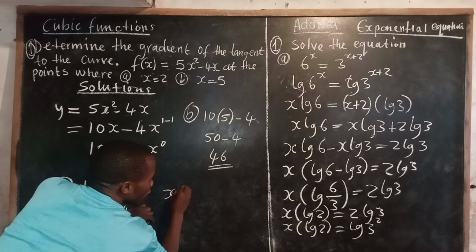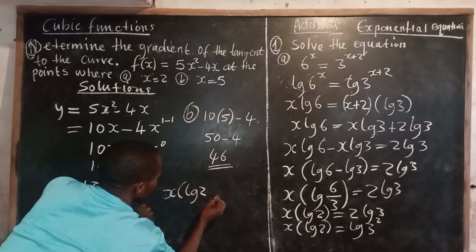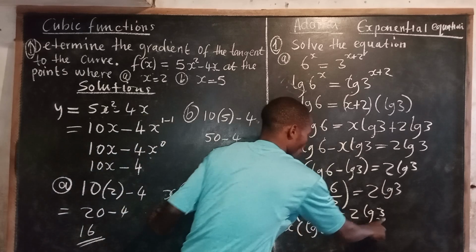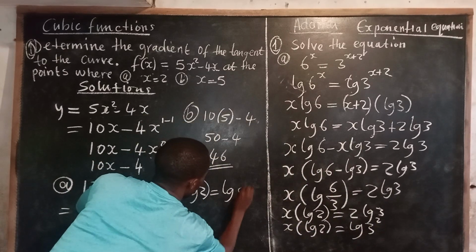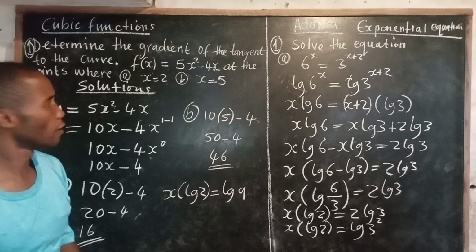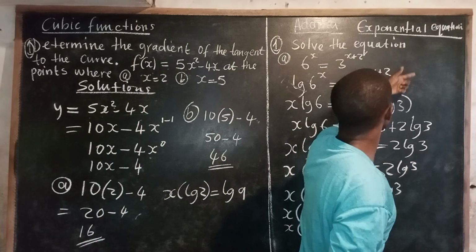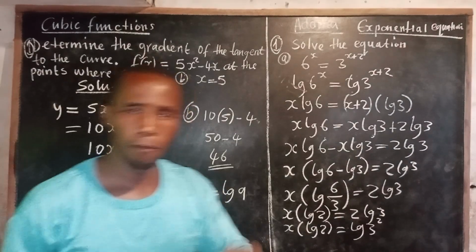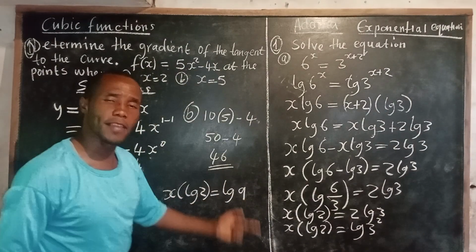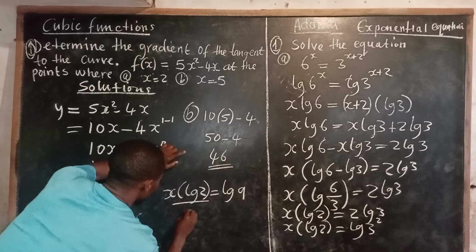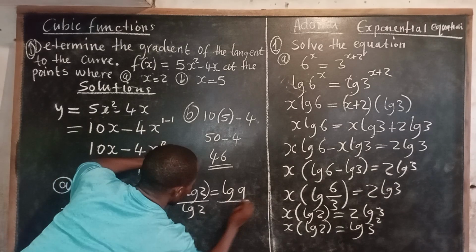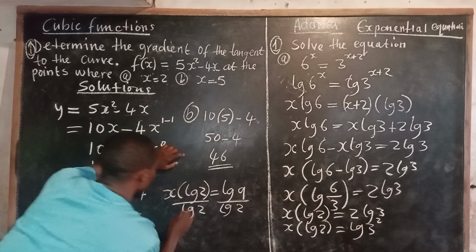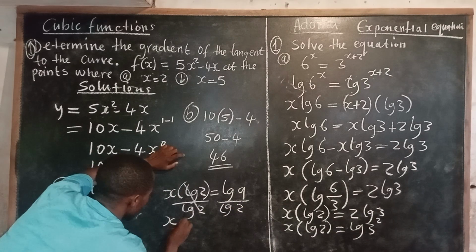So x, open bracket, log 2 base 10 equals 3 squared, which is 9. So this side we are going to have log 9. Since we are solving for x, for us to remain with x, we are going to divide both sides by log 2, even the other side, log 2. So this will cancel. Then we are going to remain with x.